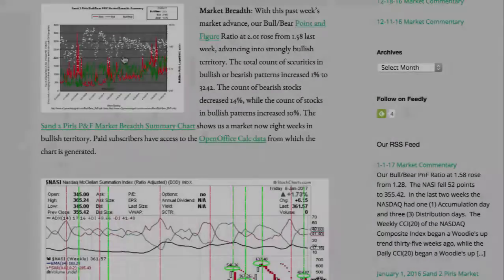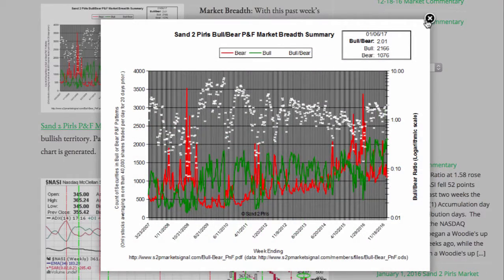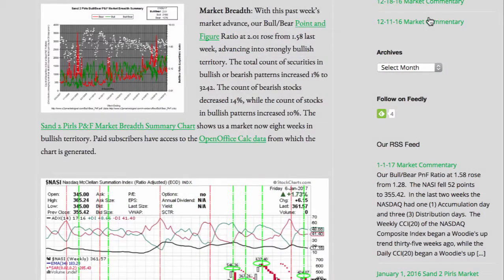January 8th, 2017. Market breadth. With this past week's market advance, our Bull-Bear Point and Figure ratio at 2.01 rose from 1.58 last week, advancing into strongly bullish territory. The total count of securities in bullish or bearish patterns increased 1% to 3,242. The count of bearish stocks decreased 14%, while the count of stocks in bullish patterns increased 10%.